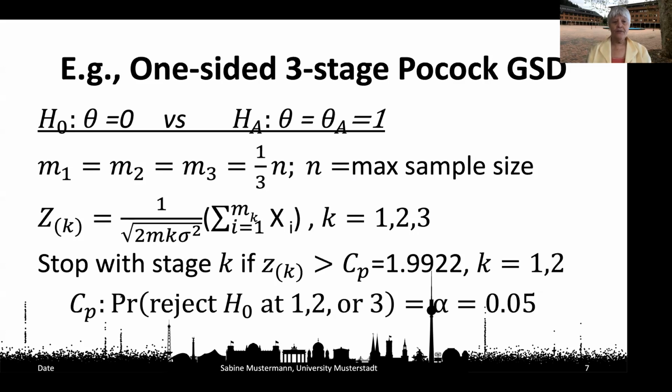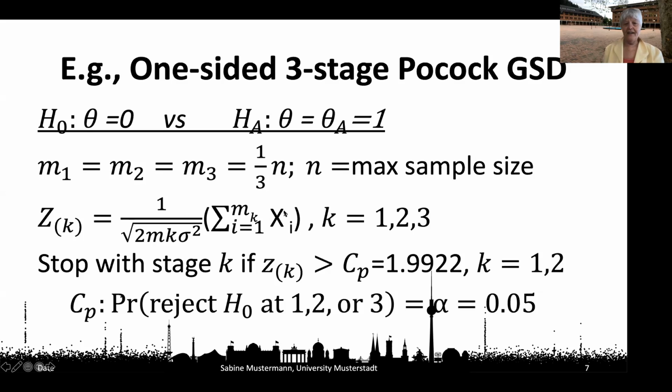Now, I'm going to describe Pocock's group sequential design. It'll develop a little notation and we'll compare to it in a little bit. So let's consider a one-sided test with 3 stages. We have the null hypothesis that theta is equal to 0 versus the alternative that theta is equal to 1. And in the Pocock example, we have a maximum sample size, and if we're going to have 3 stages, that sample size gets divided equally into 3.